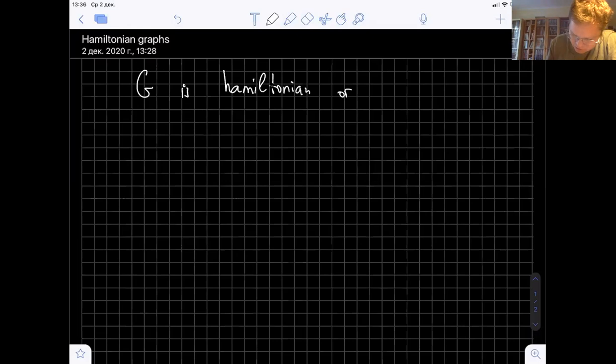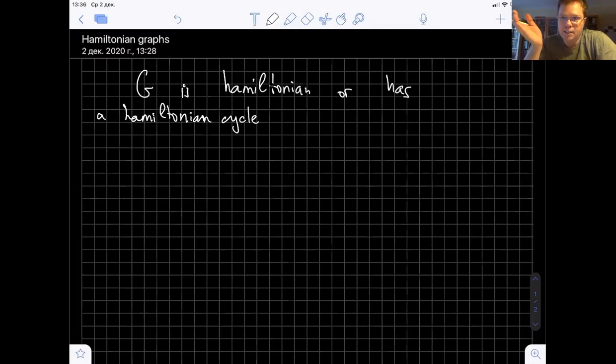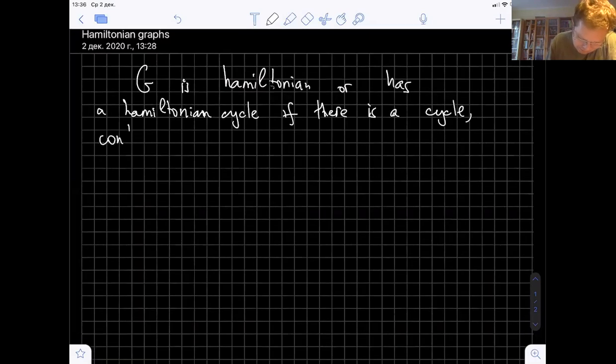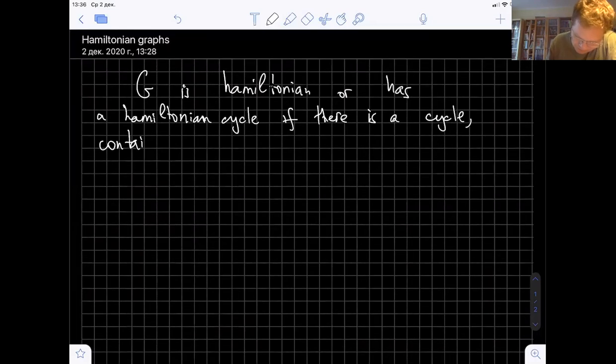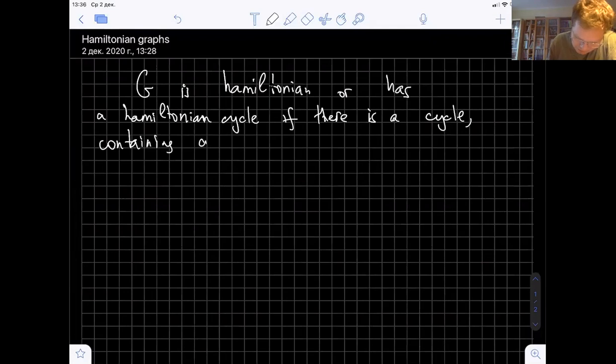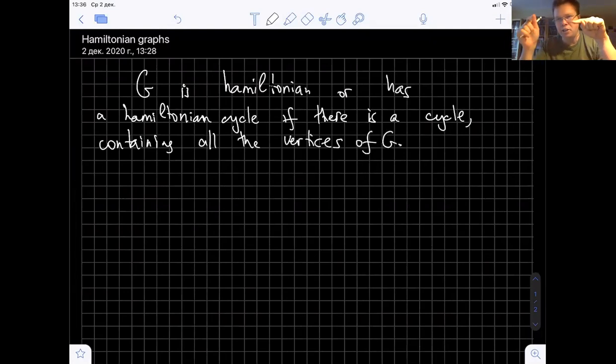Hamiltonian, or say it has a Hamiltonian cycle, if it has a cycle that contains all the vertices of our graph G. So we don't need to move through every edge, but we need to move through all the vertices.